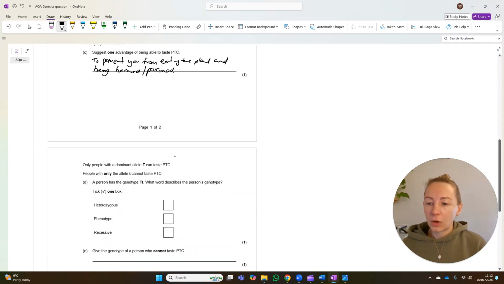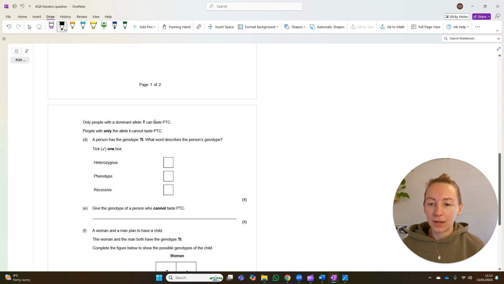Okay, so only people with the dominant allele, capital T, can taste PTC. So we've got some great keywords in here already. So allele, remember that allele is a form of a gene. So this gene encodes whether or not someone can taste PTC, and the allele can be a big dominant, which is a capital T, or a recessive with a little t.